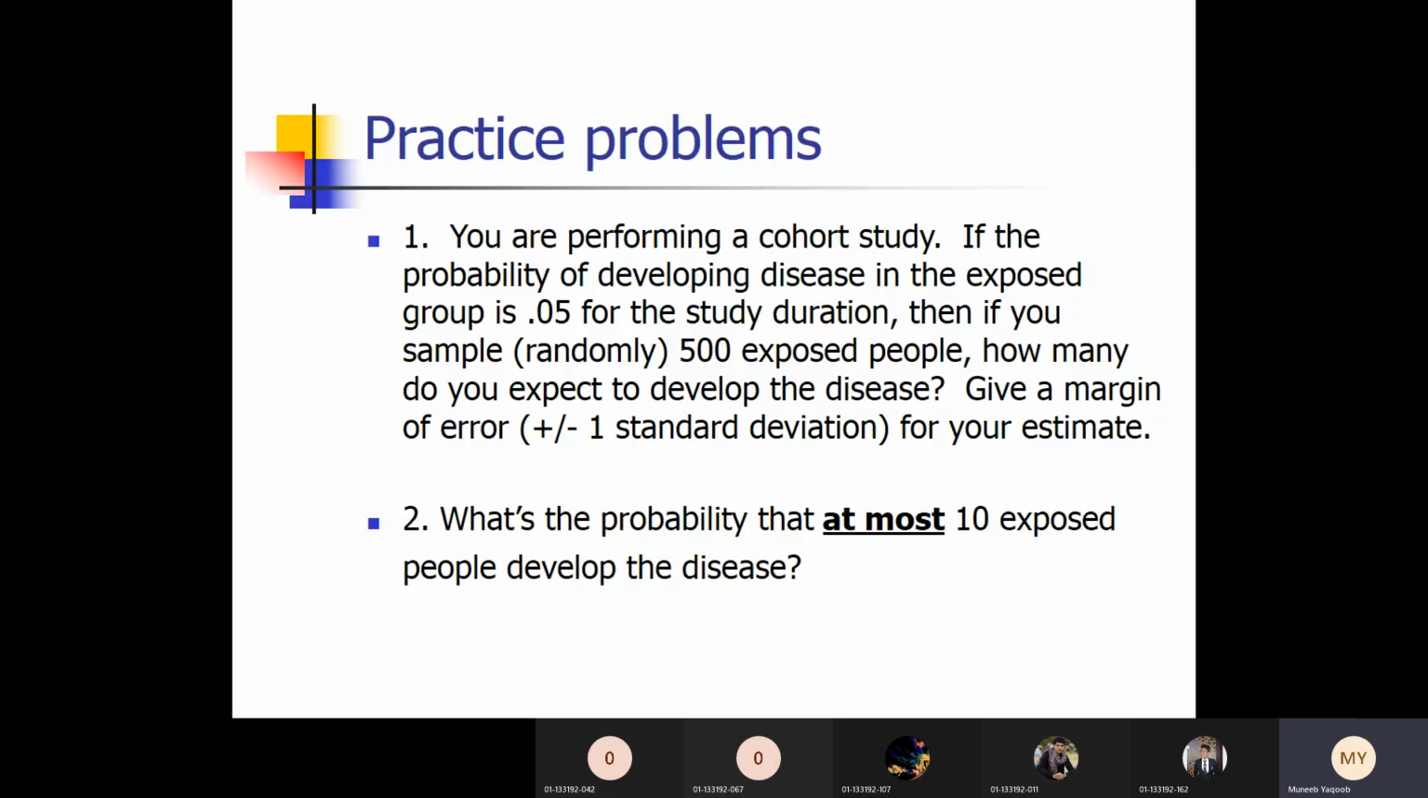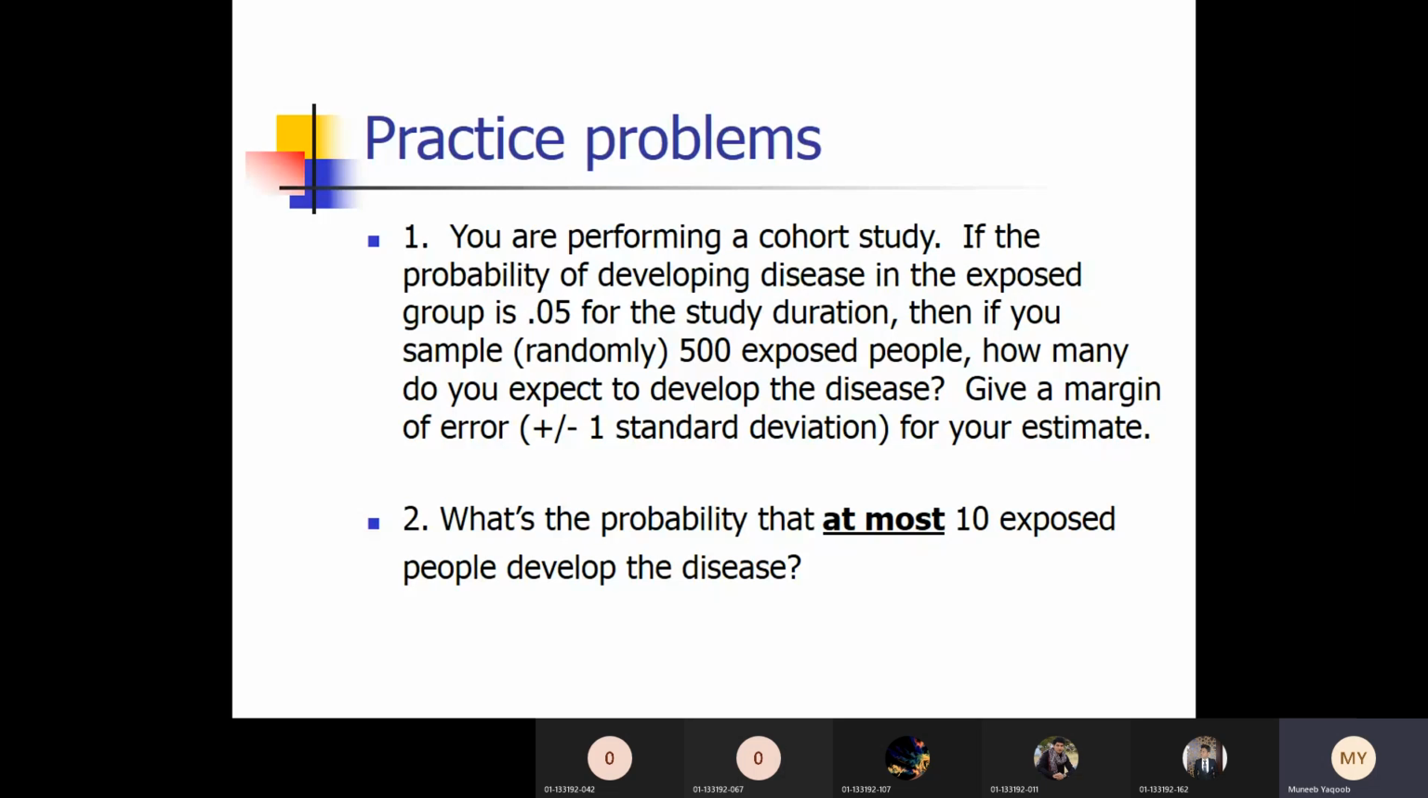Now this wording is very critical. They are saying how many do you expect? Basically this expect is from expectation, and expectation means mean. So when they ask how many do you expect, what we need to calculate is the mean of the distribution. So we will calculate the mean of this binomial distribution. We were given that n is 500, probability of success is 0.05. So we will multiply n into p, and hence we will get the expectation of this distribution.